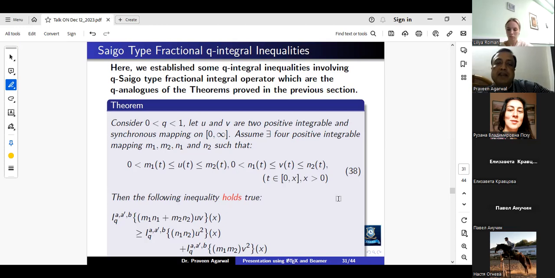Let u and v be two positive integrable and synchronized mappings on 0 to infinity. Assume for all positive integrable mappings m1, m2, n1, n2 such that inequality 38 holds true, and then we get the following interesting q-integral inequalities, which is given by this term.